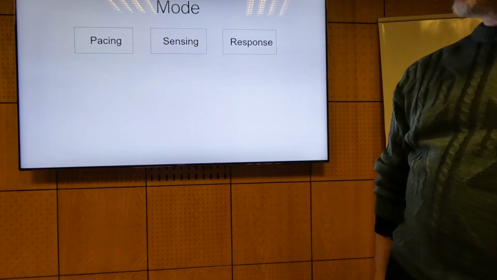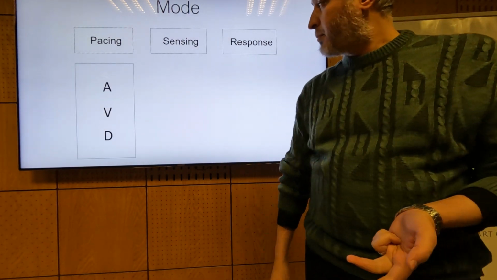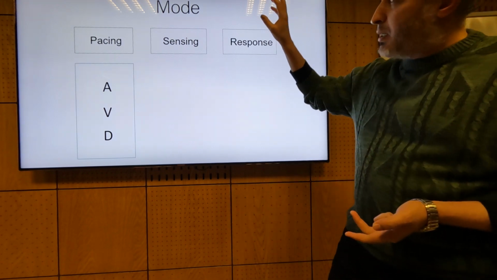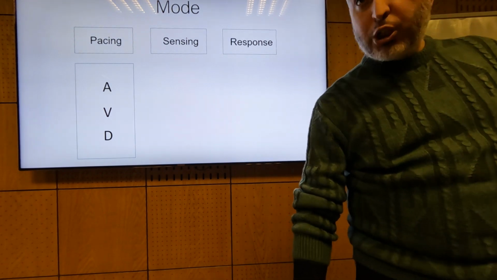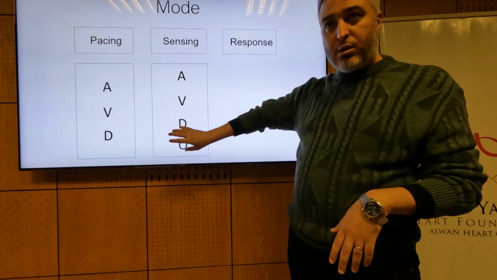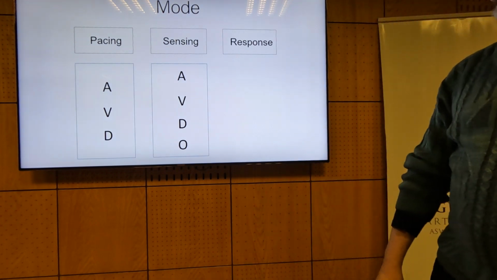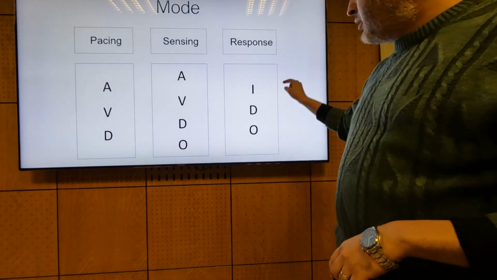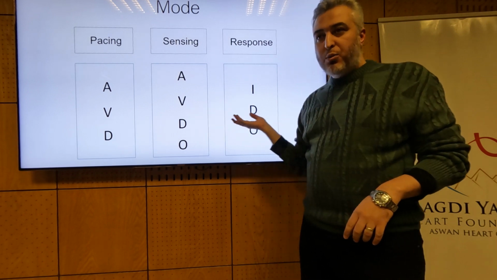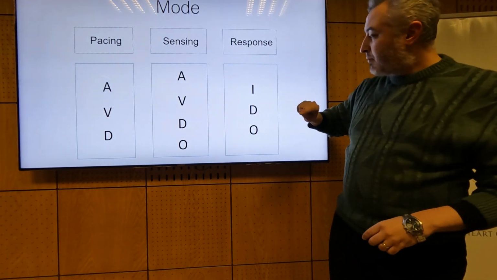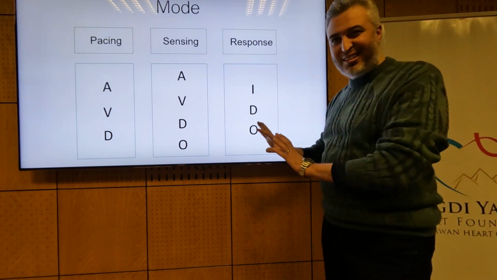What are the options for chambers to be paced? Atrium, ventricle, dual. What are the options for chambers to be sensed? Atrium, ventricle, dual, or none. If we do not sense, we just code that as O. And what are the options for a response? It can be inhibitory, dual, or none. If I do not sense, I wouldn't react. What is dual? We just said inhibitory. We'll get to that later.